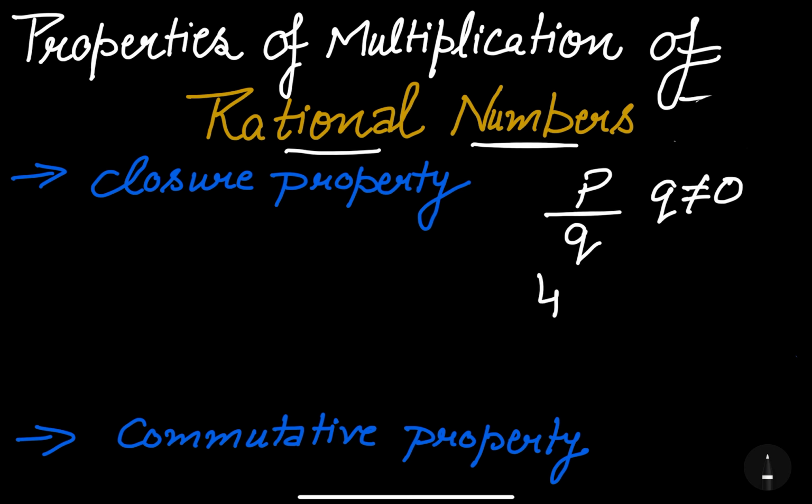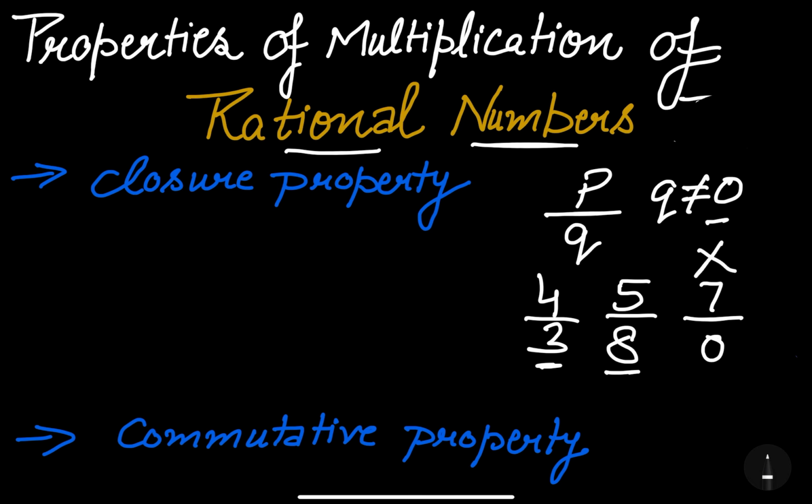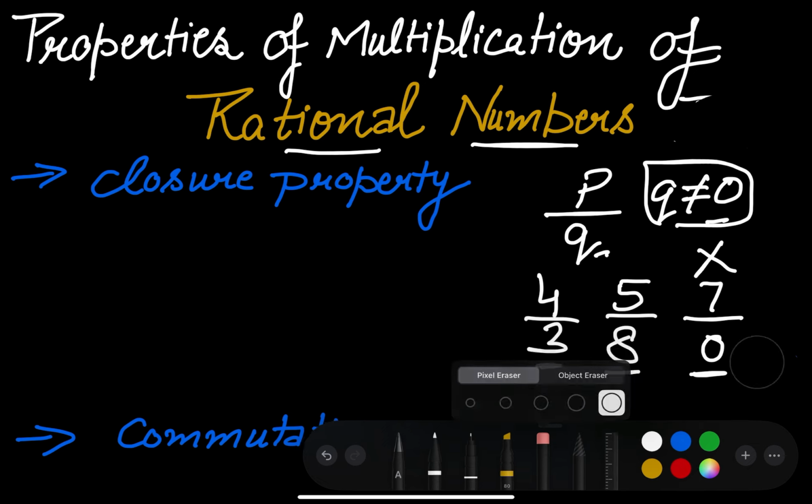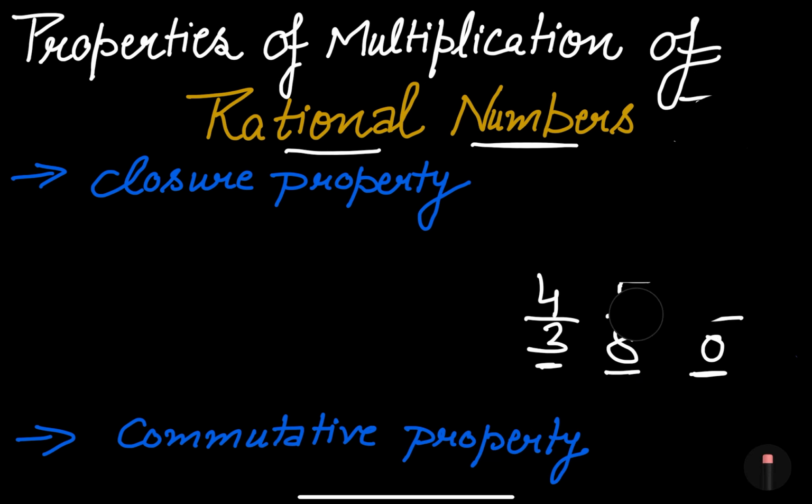Examples: 4 by 3 is what? A rational number. Okay, because here the denominator is 3, it is not 0. 5 by 8 is also a rational number because here the denominator is 8. If I say, students, 7 by 0, then it is not a rational number. Why is it not a rational number? Because the denominator is here 0. So in rational numbers we need the denominator to not be equal to 0. So any number which can be written in the form of p upon q, where q should not be equal to 0, is called a rational number.